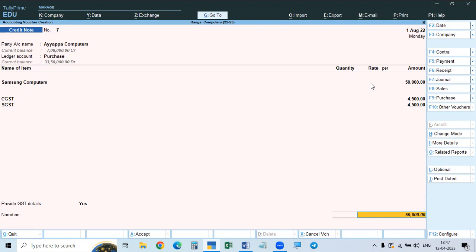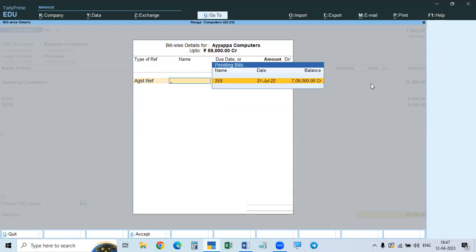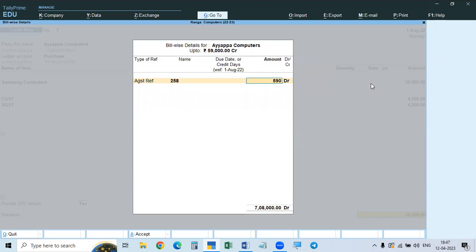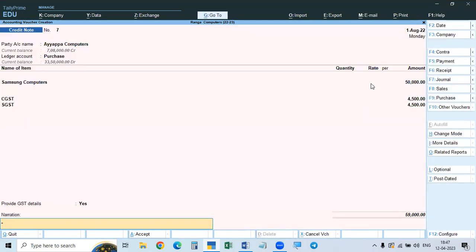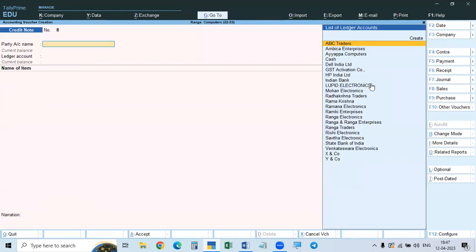And now see 59,000. Here, against reference, the same bill, the same thing, 59,000 we have to take. Here we are crediting, so take credit note. Understand? So one is purchase returns, debit note. Purchase returns, reducing the quantity, debit note; reducing the price, debit note.